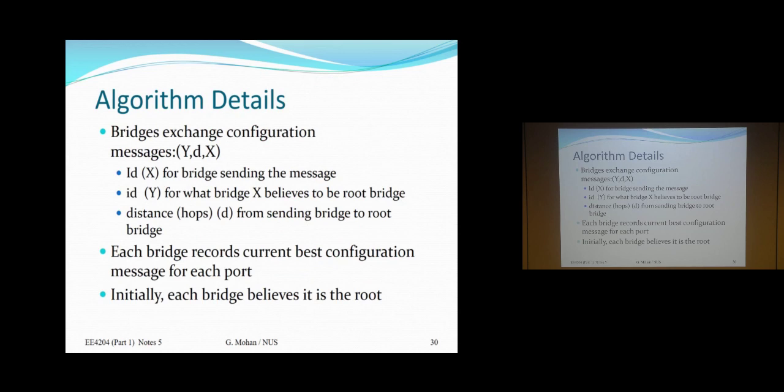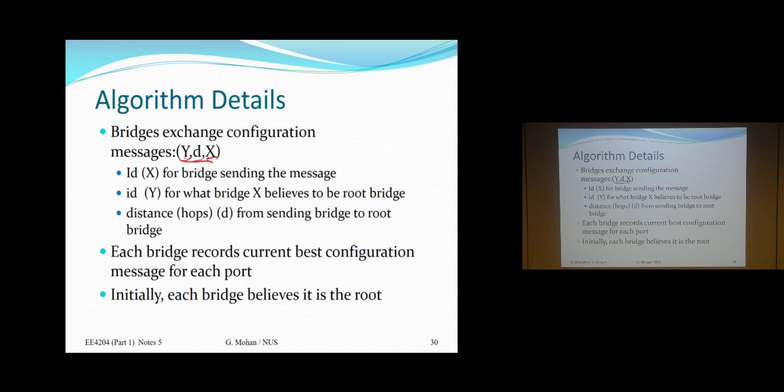Each bridge exchanges some messages. We call it a configuration message, which is basically a triplet, which has 3 fields: Y, D, X. What's the meaning of this? X is the identifier of the sending bridge. X is the sender, and X believes that Y is the root. It believes, because they have to arrive at a consensus. Who is going to be the root? Who is going to be the leader? And the distance from X to Y is D.